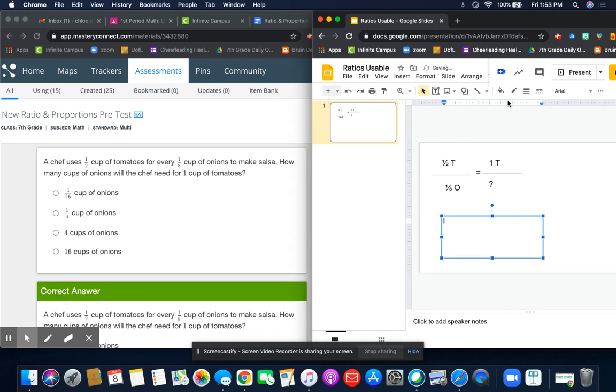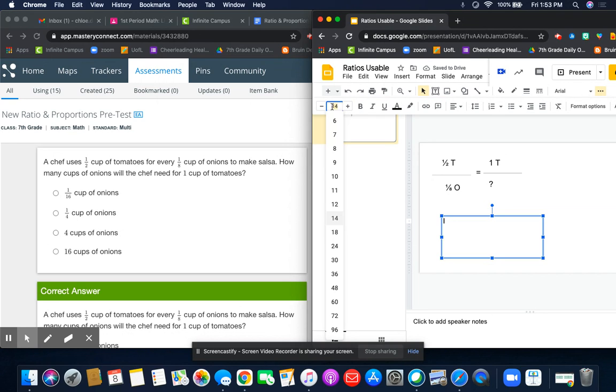Hopefully, if you guys have done a few of these, you're already saying keep, change, flip. So we're going to have 1/8 divided by 1/4. We're going to keep, change, flip into that reciprocal.